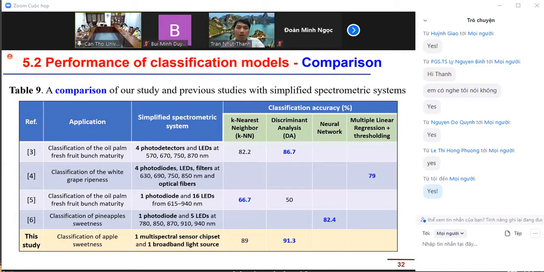And in this table, I would like to show the accuracy comparison of our study with a previous study using a simplified spectrometric system. From this table, we can see that the accuracy of the DA model in our study was obviously better than those of previous studies.